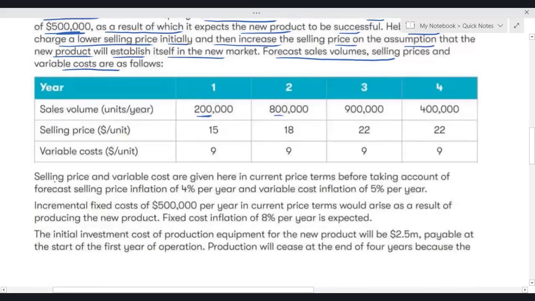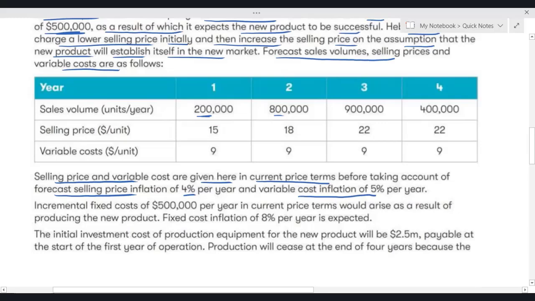Variable cost. Selling price and variable costs are given here in current price terms. Students, whenever the examiner says current price terms, can I say the inflation comes from T1, from the first year? If the data is given to you in current prices, then inflation comes from the first year. Selling price and variable cost, two things are given here in current price terms, before taking account of forecast selling price inflation of 4% and variable cost inflation of 5%.